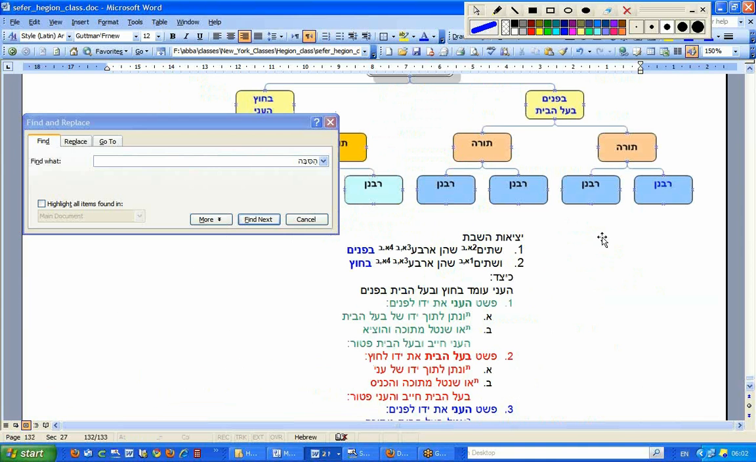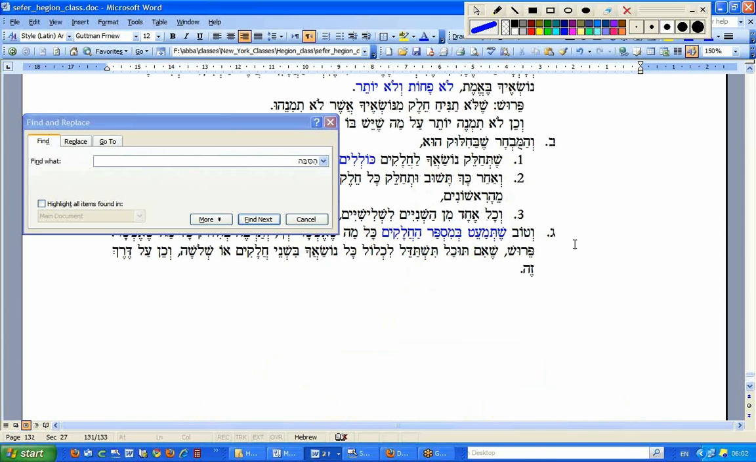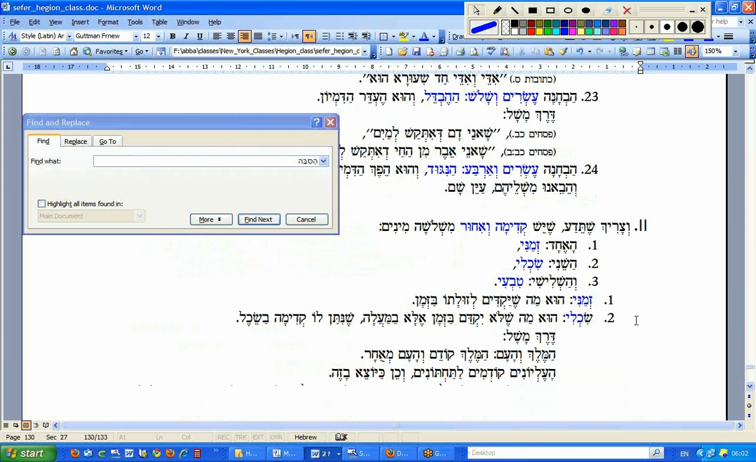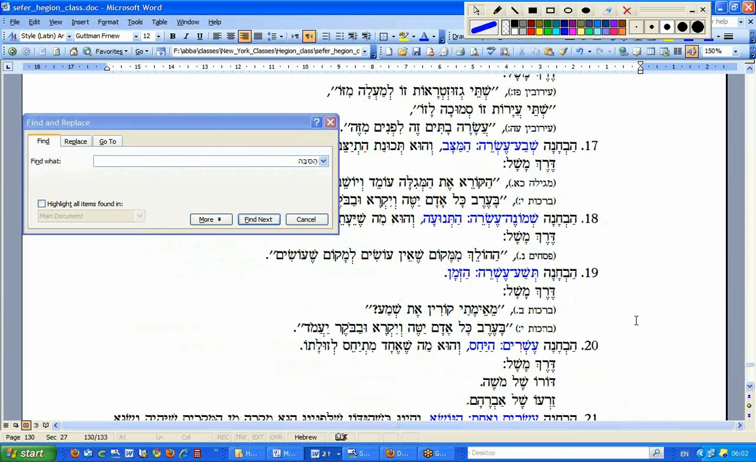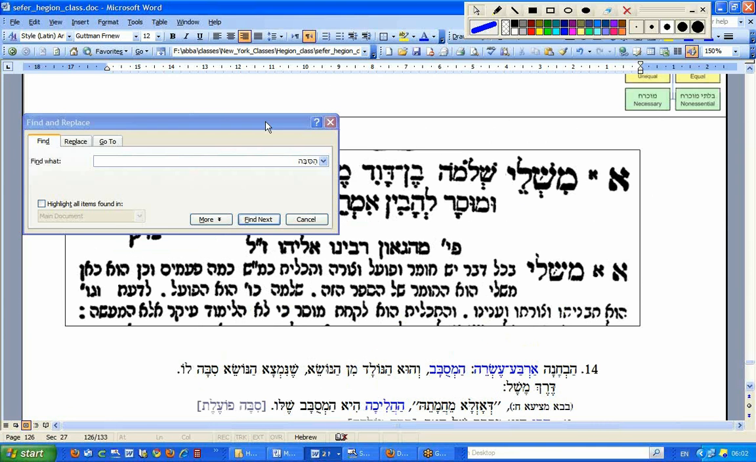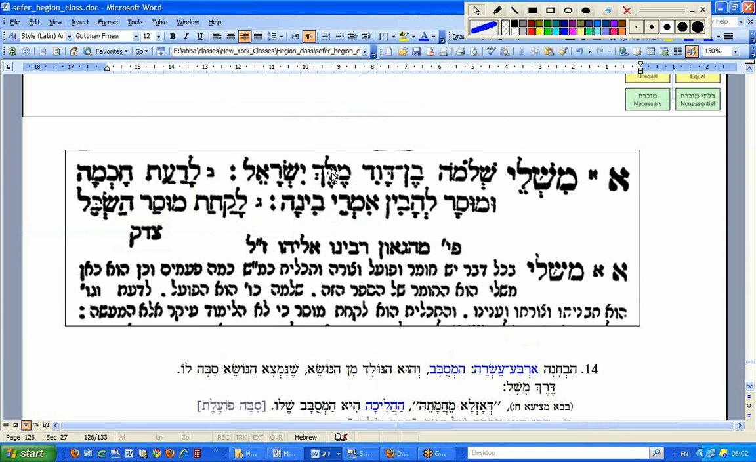Okay. This is their Tfunos that we did last time. Here we are. Here's the Mishlei with the parashah to go. It says Mishlei Shlomo ben David, Melech Yisrael. It's the Mishalim of Shlomo ben David, who was the king of Israel. L'das Chachma u'Musar, to know wisdom and ethics.